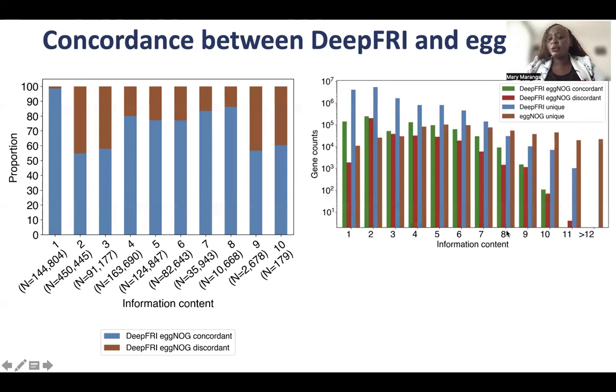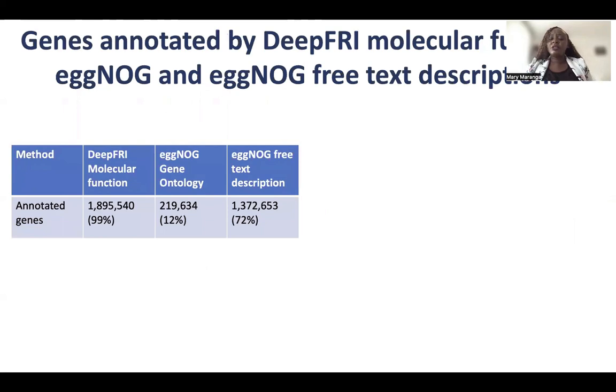The plot on my right shows the concordancy as well as the unique annotations. So we see that DeepFRI is able to give more unique functions, meaning that it's able to increase the annotation coverage in comparison to EGGNOG. And now looking into the per gene perspective, we see that in total, nearly 99% of our gene catalog obtained functional information from DeepFRI, while 12% obtained similar annotations from EGGNOG gene ontology.